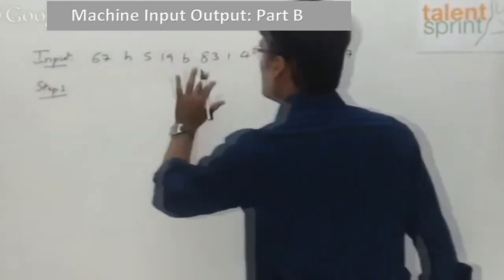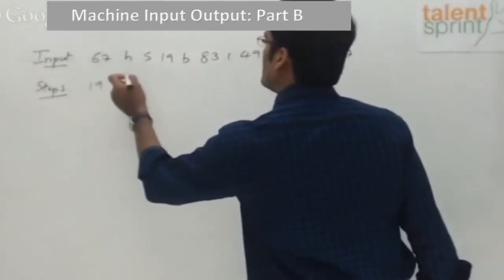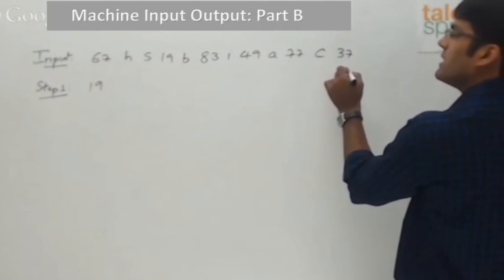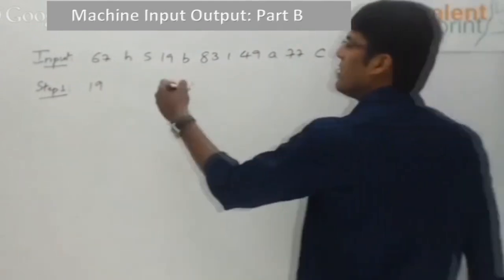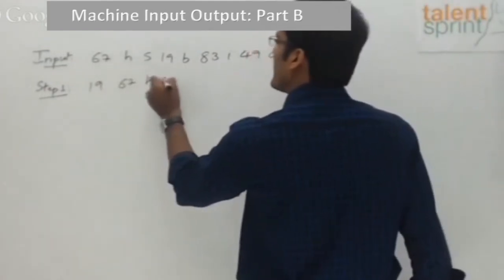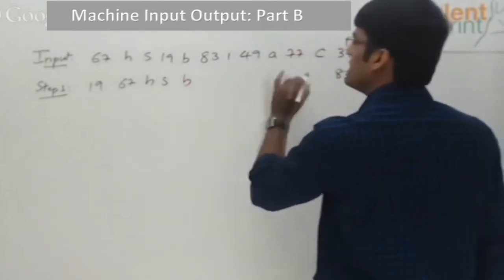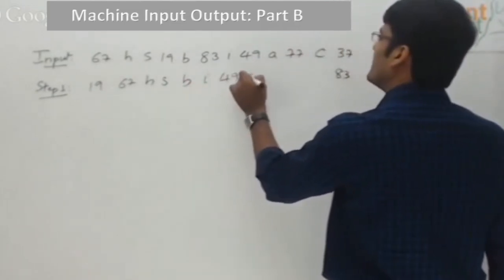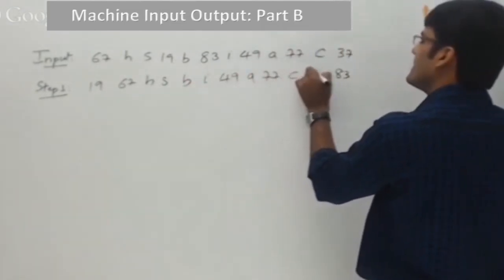All right, so step 1, let's look at step 1. In step 1 we have to move the numbers. So 19 will come here and the last number, I think 83, right? 83 will come here. Remaining all copy. So 67 H, S, 19 is gone, B, 83 is gone. So I, 49, A, 77, C, 37.